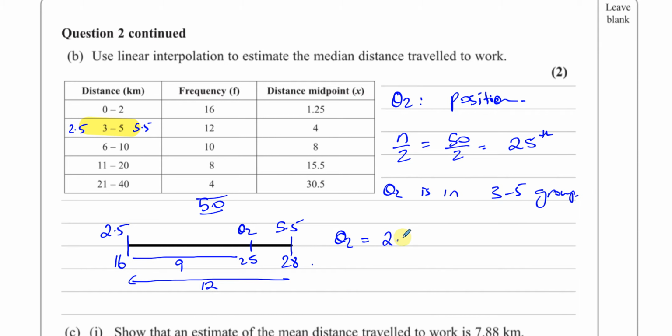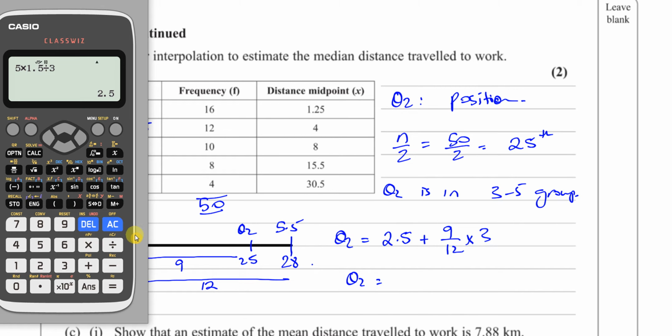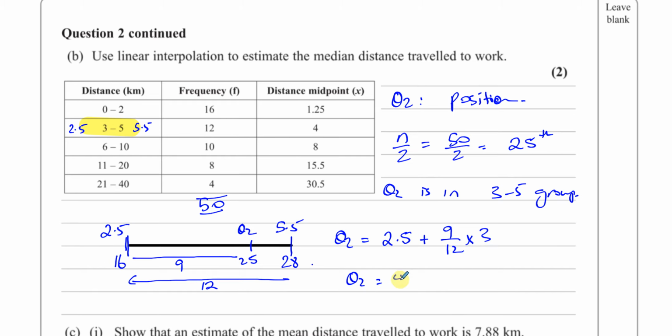So we're going to be somewhere above 2.5. How much above 2.5? Well, 9/12 of the width of the group, which is from 2.5 to 5.5, which is 3. That's what fraction of this interval we're going to be into the group, and that will give us Q2. So you have 2.5 plus 9 over 12 times 3, and that gives us 4.75. So Q2 is 4.75. That's the answer. That's the median value. That's an estimate of the median using linear interpolation, which is what we did.